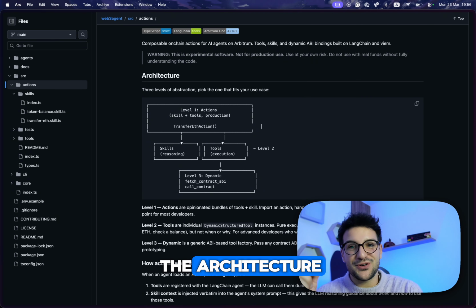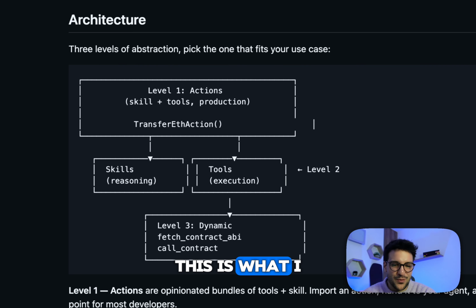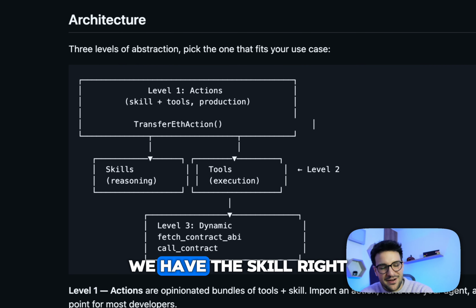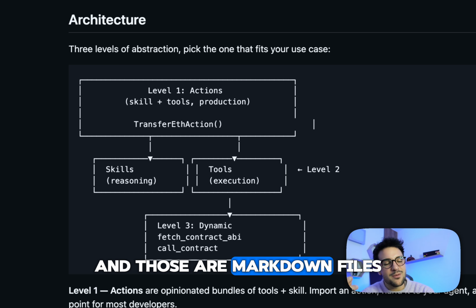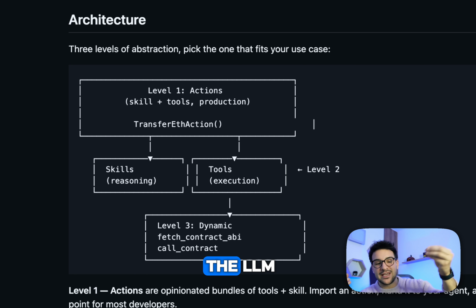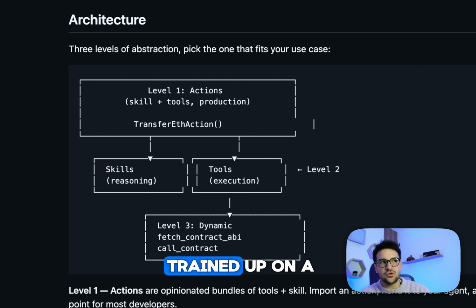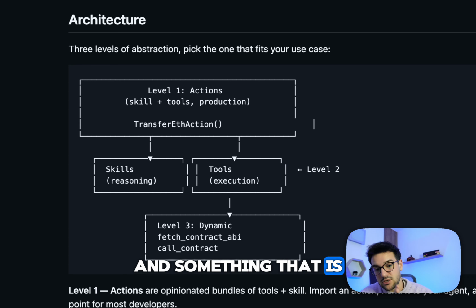If we go to the architecture, let's follow the basics, right? We have 3 levels of abstraction. This is my architecture. First, we have the skill, right? This might sound really familiar, and those are markdown files that give some context and guidance to the LLM, right? So the LLM is trained upon a lot of data, but for a specific task that it is not trained for, it might need some sort of guidance.